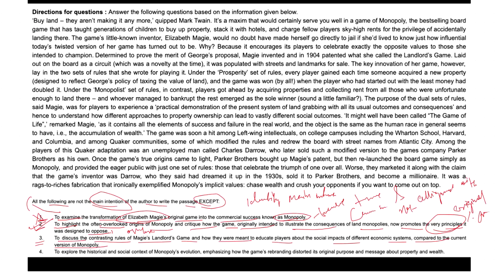Four: to explore the historical and social context of Monopoly's evolution, emphasizing how the game's rebranding distorted its original purpose and messages about property and wealth. Now, this explores the historical and social context, but doesn't emphasize the critical aspect of how the game's purpose was distorted, which is a main point in the passage. So, hence, we can say options 1, 3, and 4 are eliminated because they miss the critical focus on how the game had changed in a way that contradicts its original purpose.